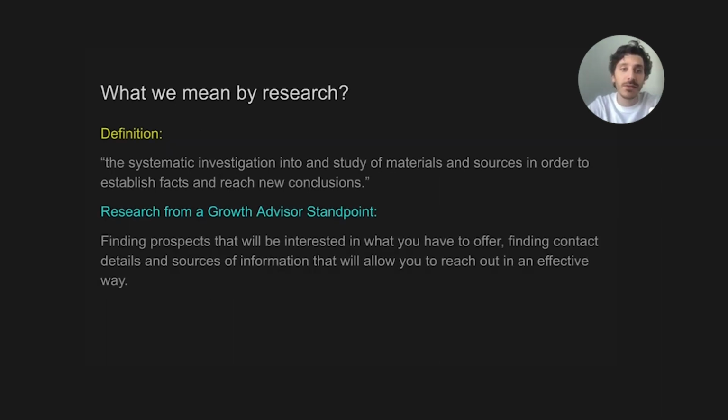So what we mean by research is, well, the definition I Googled was the systematic investigation into and study of materials and sources in order to establish facts and reach new conclusions. I'm always a fan of just looking at what the official definition means. From a growth advisor standpoint, what that means is finding prospects that will be interested in what you have to offer, finding contact details and sources of information that will allow you to reach out in an effective way. So we're not just talking about contact data and finding their email and phone number.